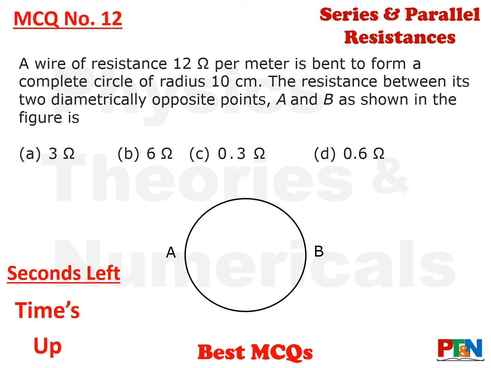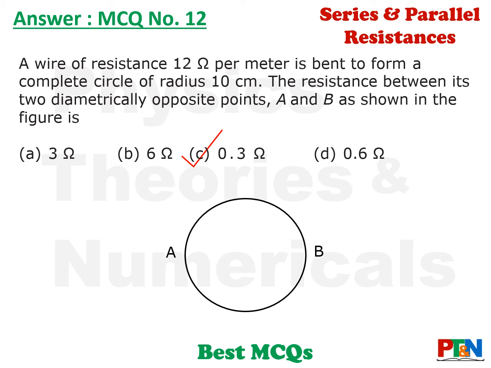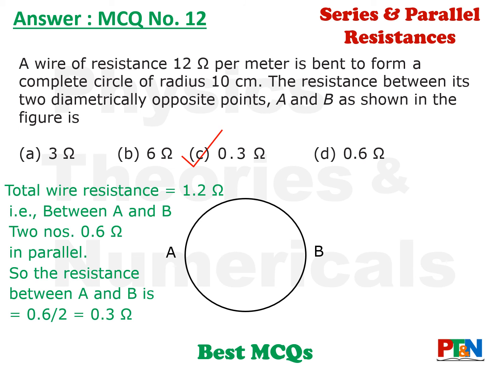Time's up. Let's see the answer. Answer is option C, that is 0.3 ohm. How is it? Total length is 10 centimeter. That means total resistance of this wire is 1.2 ohm. Now it has been made in two parts. A to B, there are two paths. So each path is 0.6 ohm. That means 0.6 ohm and 0.6 ohm in parallel. So it will be 0.3 ohm.